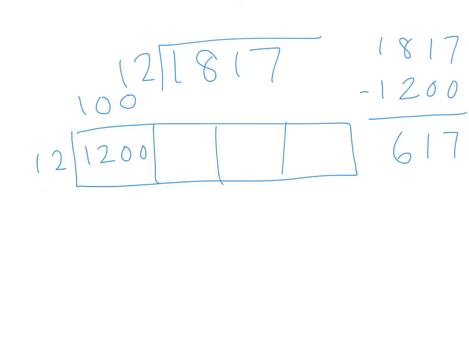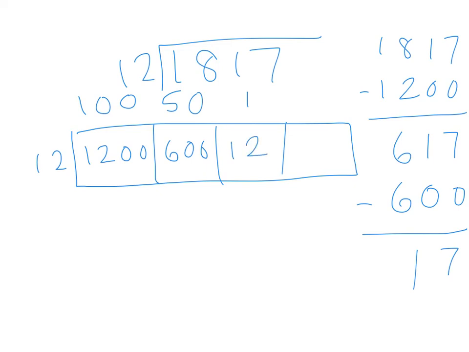I'm going to think about my compatible numbers, and look at my 12 and think about what I can get close to. I know that 12 times 5 is 60, which means that 12 times 50 would give me 600. So I'm going to subtract my 600, and I have 17 left. I know that there's only one group of 12 in 17, so I write my 1. Then I'm going to do 12 times 1, and that gives me 12. When I subtract over here, I see that I have 5 left.